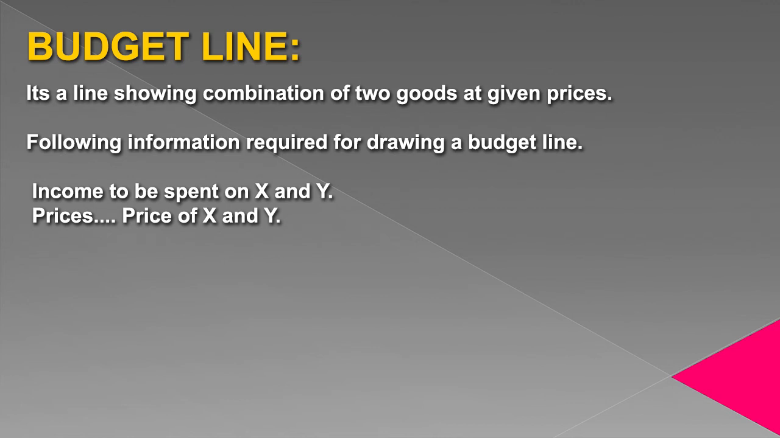Number 1, income to be spent on X and Y. It means that we must know the amount of income at the disposal of a consumer. And prices means the price of X and Y should also be known to us. If these two pieces of information are with us, we can easily plot a line and that line will be known as the budget line.